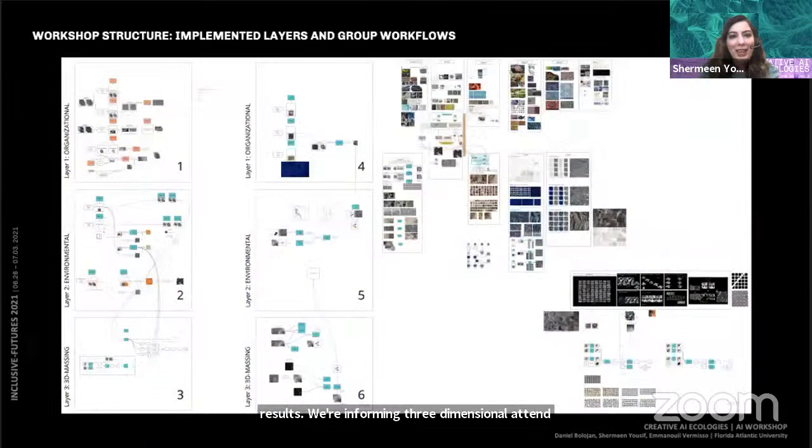In the end, this is our Miro board. It's a huge board with a more messy structure, but I think there is a more unpredicted process that we were aiming for. Thank you so much.